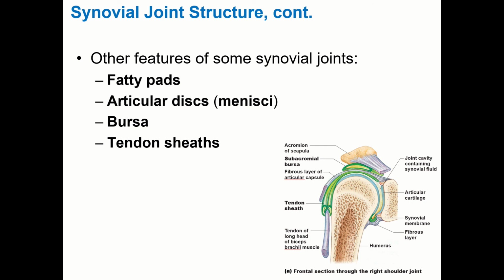Some joints have articular discs known as menisci. For example, the knee joint has medial and lateral meniscus, and we'll talk about those quite a bit when we get to the knee. The sternoclavicular joint, interestingly, has a meniscus to it. So some joints have that, some don't. But again, that's basically not necessarily a ring, but a wedge of fibrocartilage inside of the joint, a meniscus or an articular disc.